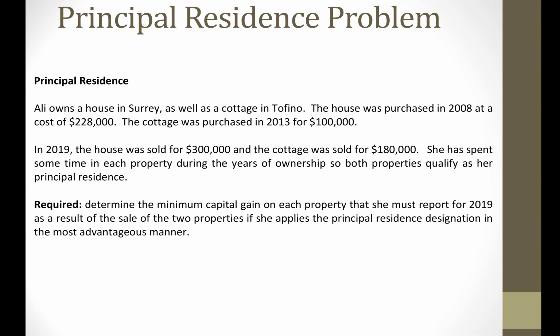We're told the purchase price and the dates, and then in the second paragraph, we're told that both the house and the cottage were sold in 2019. Now the required says that you're asked to calculate the minimum capital gain on each property that she must report in 2019 after applying the principal resident designation in the most advantageous manner.